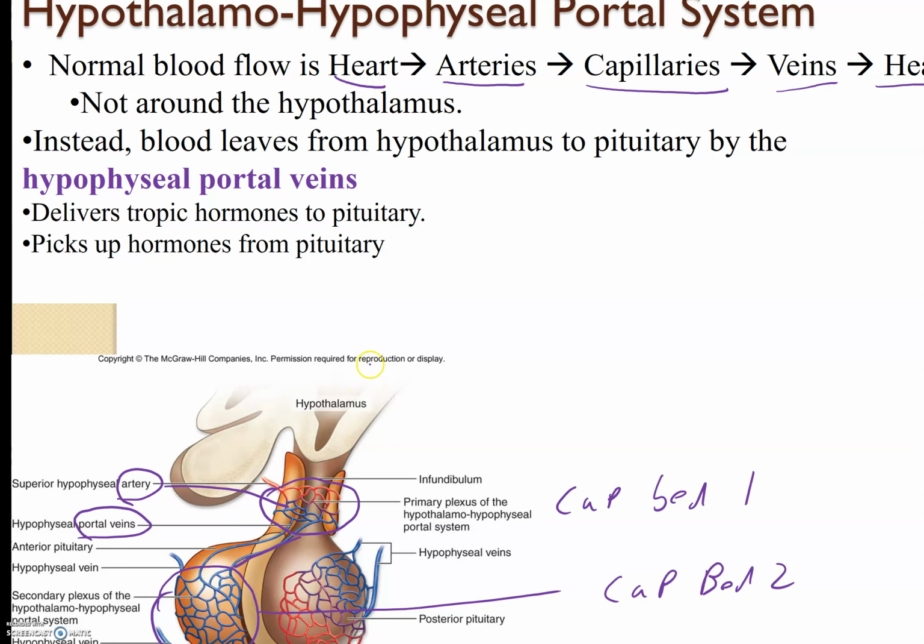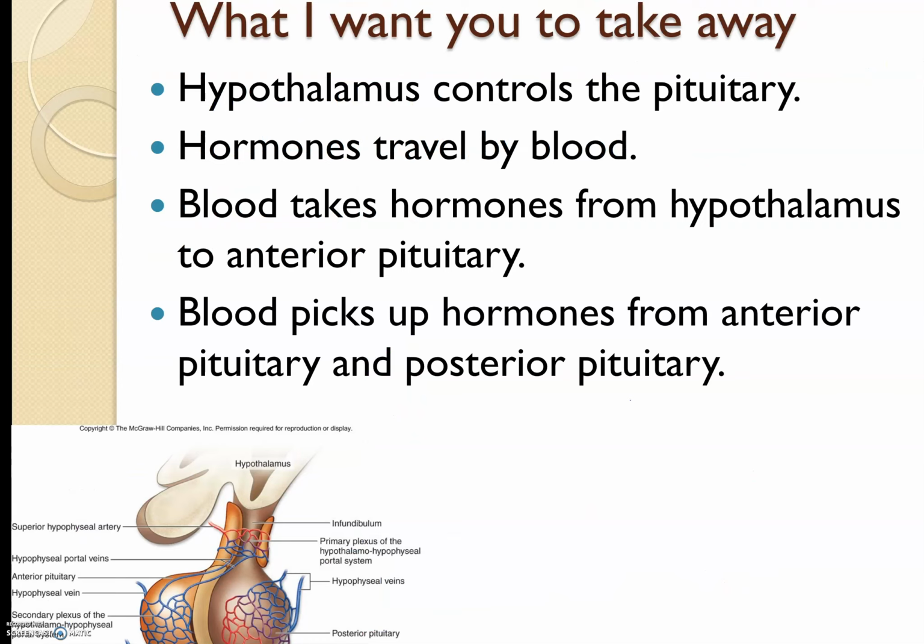So the hypothalamus, we have these neurohormones being released from the ventral hypothalamus. The hormones diffuse into the blood. They get taken to the anterior pituitary. So these are all going to be tropic hormones. We're not going to worry about what they're called, though. I want you to take away from this, the hypothalamus controls the pituitary.